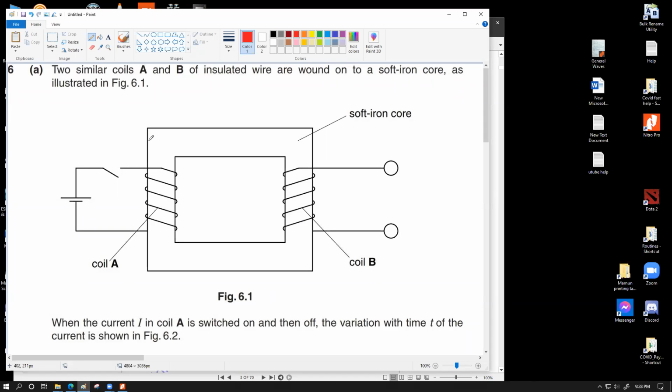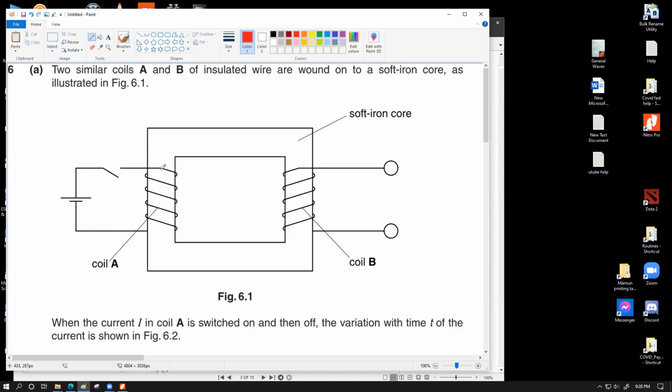field lines would get really spread out, right? The fraction of the field lines which would actually cut across the coil B would be very few. We are reducing that effect by providing a soft iron core. We are providing the magnetic field lines an easier path to go by compared to atmosphere, because the magnetic field lines will prefer to go through the soft iron core rather than going through the atmosphere.